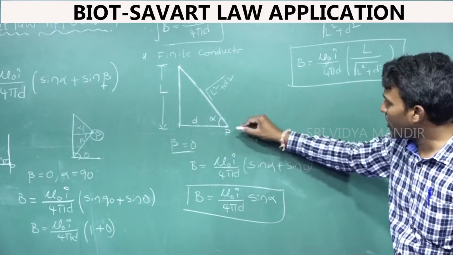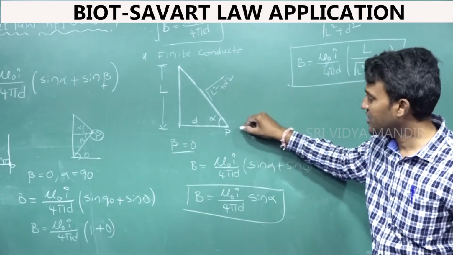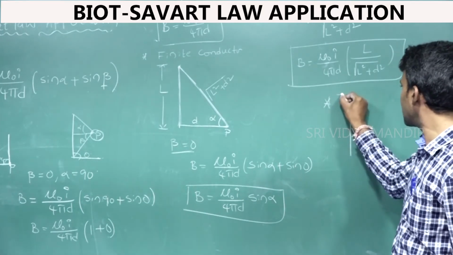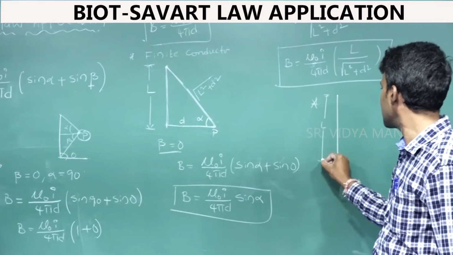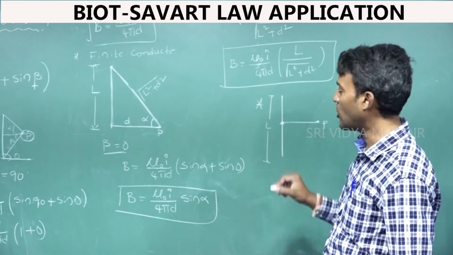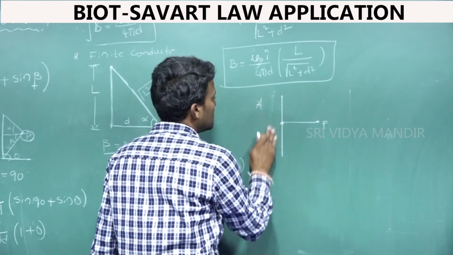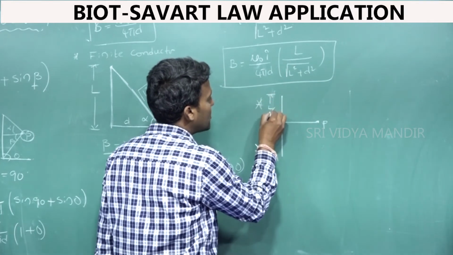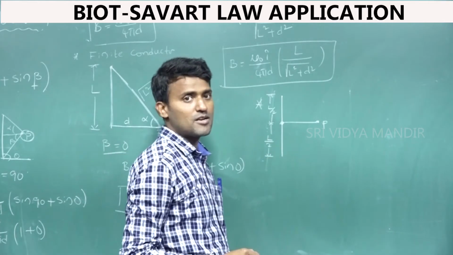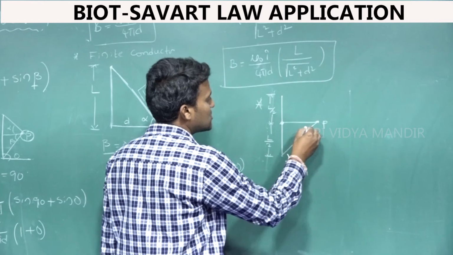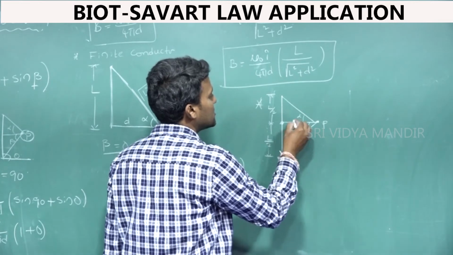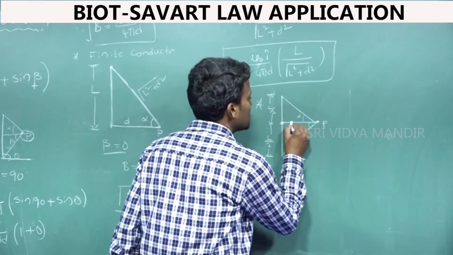Now if the point P is exactly the midpoint, the bisector, and the length of the conductor is L, then from here the distance is L by 2, and from here the distance is L by 2. This angle is beta, this angle is alpha, you know very well. This distance is D, isn't it?